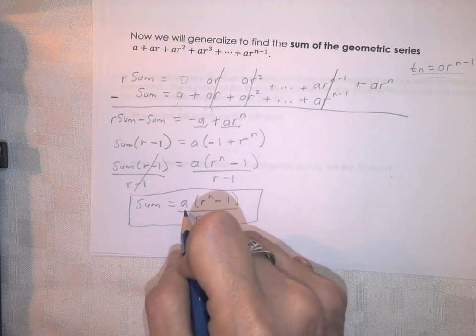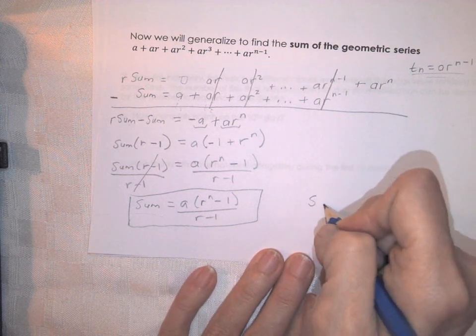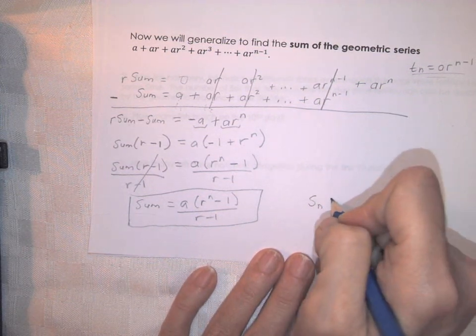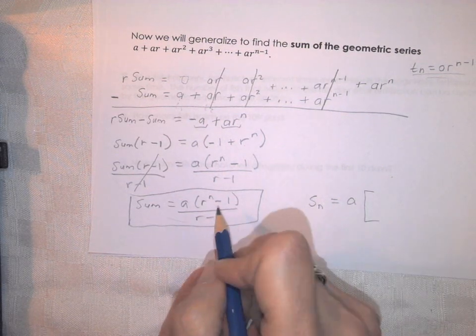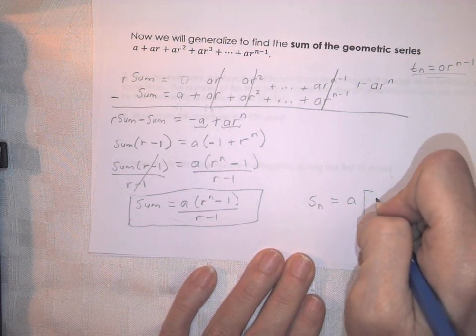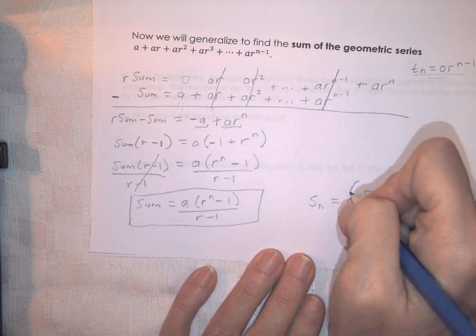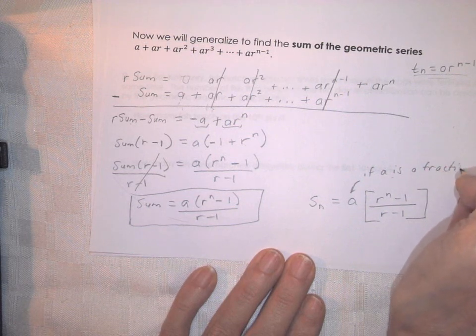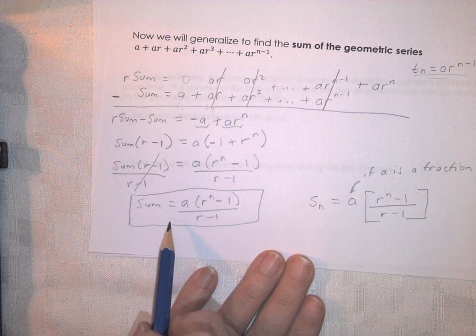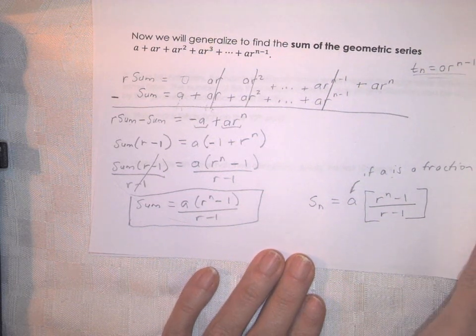If a is not a fraction, I use my formula this way. But if a is a fraction, I would use my formula differently. We can also call it Sn, or the sum of the first n terms. And I'd leave my a out front, times, and so we just have our 2-layer fraction here, r to the nth minus 1 over r minus 1. So I would use this version if a is a fraction, and I would use this version if a is just an integer. Okay? And you'll see why when we go through some examples. So there's our formula.